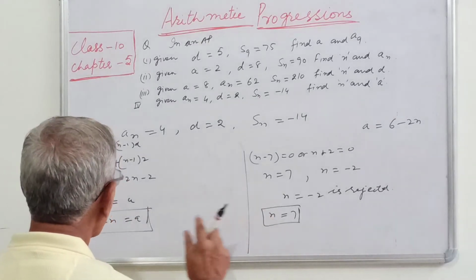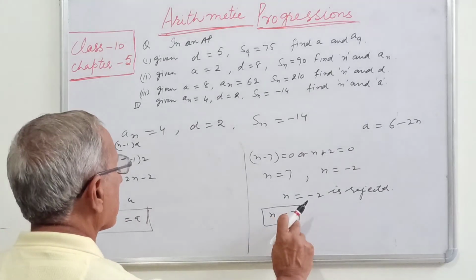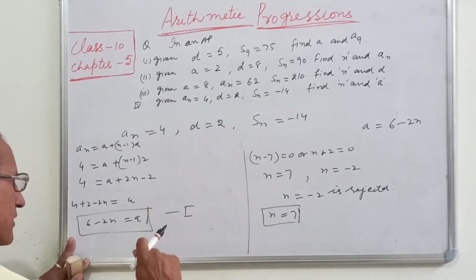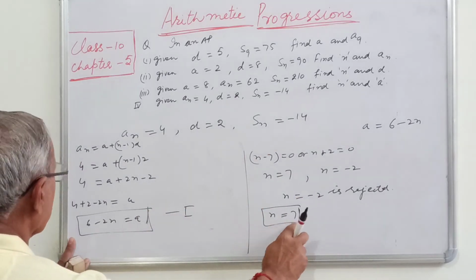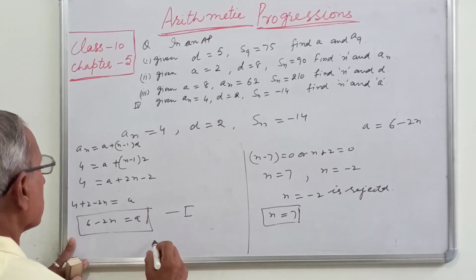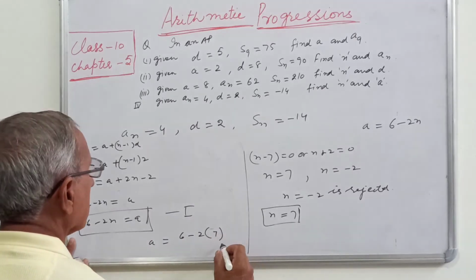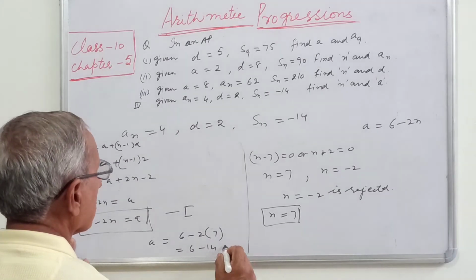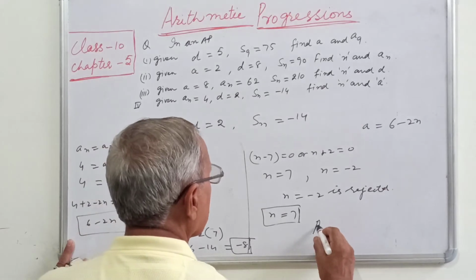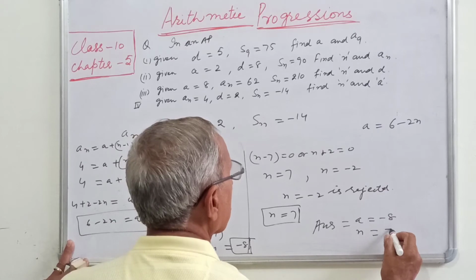अब इस n की वैल्यू हम यहाँ पर पुट करेंगे तो a की वैल्यू आएगी। सो substituting value of n here in this equation, ये equation 1 थी जो हमने पहले निकाली थी, तो here is value of n, so a will be equal to 6 minus 2 into 7, and that will be 6 minus 14, that is minus 8. So answer are a is equal to minus 8 and n is equal to 7.